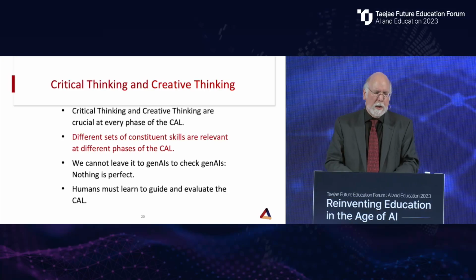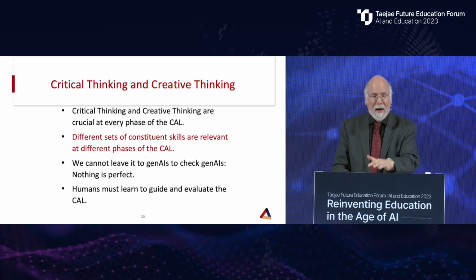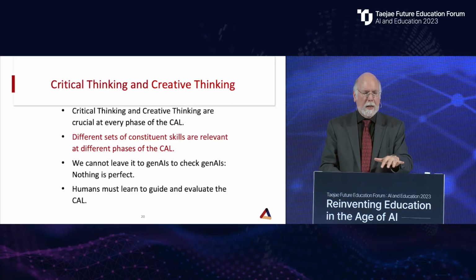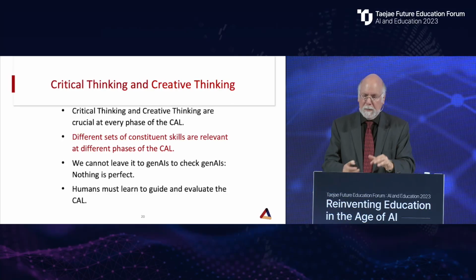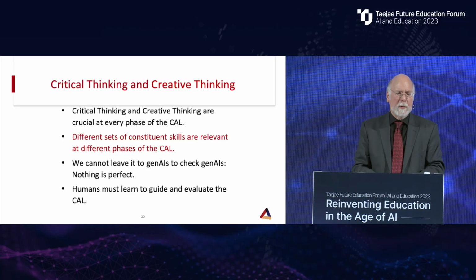We need humans in the loop here to check the Gen AIs. So humans must learn to guide and evaluate the CAL. The key idea. Humans must learn, it's part of what we're going to teach them, to guide and evaluate the cognitive amplifier loop.